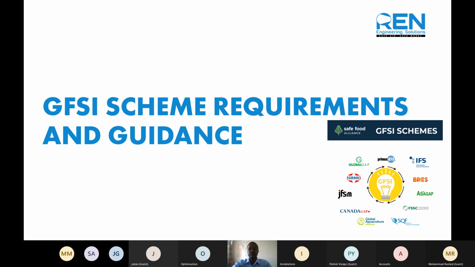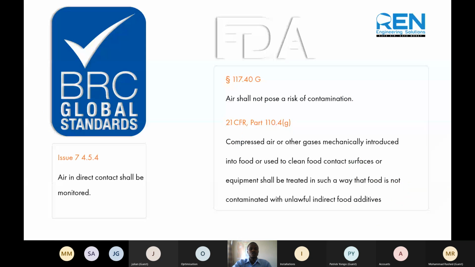Today, we will look at some of the requirements for compressed air that fall under different food safety schemes that are recognized by GFSI. The picture on the bottom right shows different food safety schemes that are recognized under the Global Food Safety Initiative. So we'll start with the BRC Food Safety Scheme, the British Retail Consortium. In this food safety scheme, air under direct contact should be monitored.